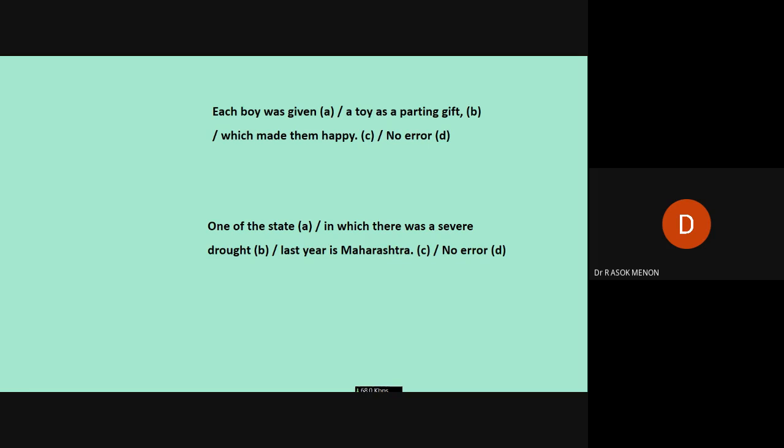Here the point of grammar is to be discussed a bit. Now listen to me. Here you have seen them. See, them is the error. Them should be corrected as him. In the beginning of the sentence, each boy is masculine in gender. And apart from that, each boy is singular. And thus we see each boy was given, because it is singular. So a parting gift is given to him, which made him happy.